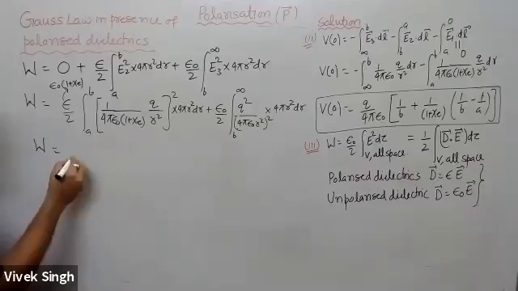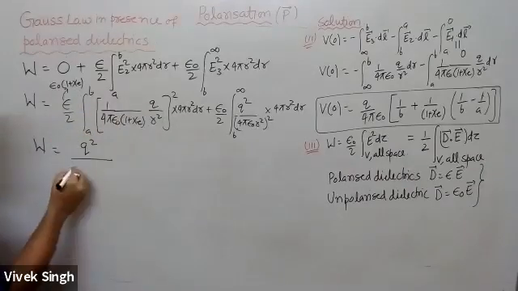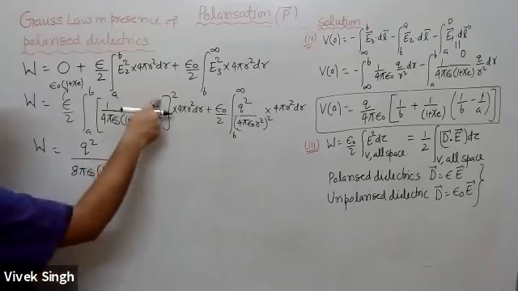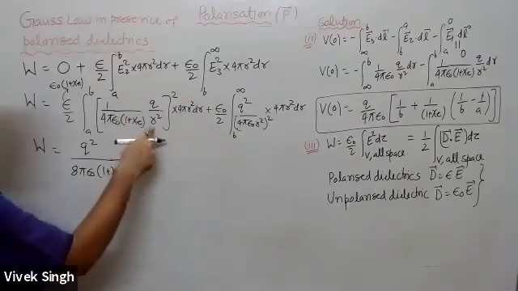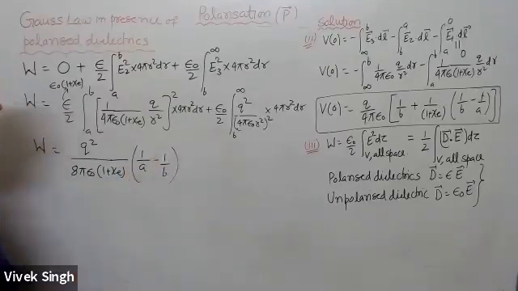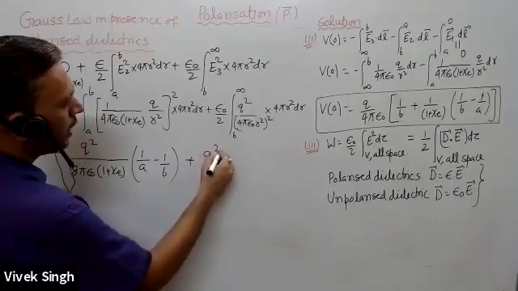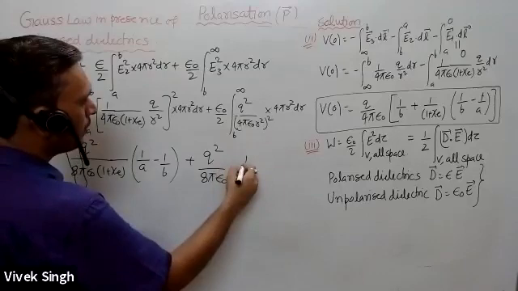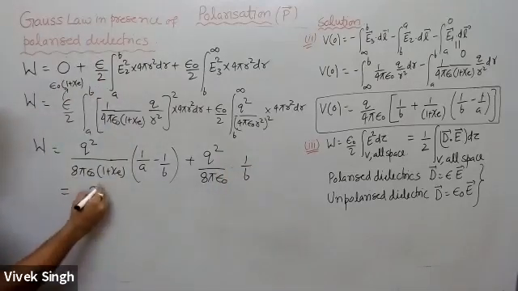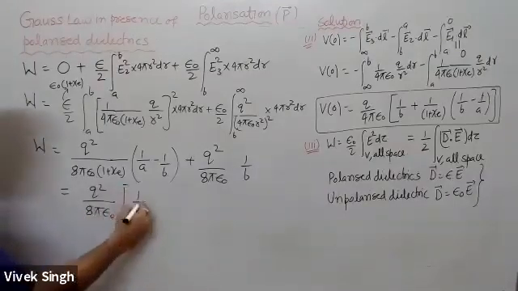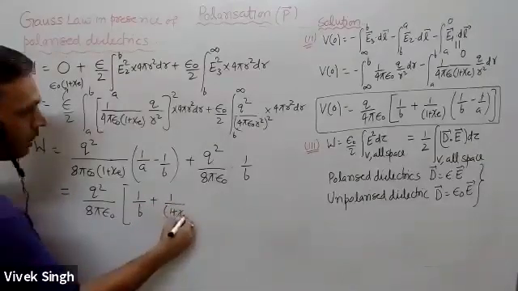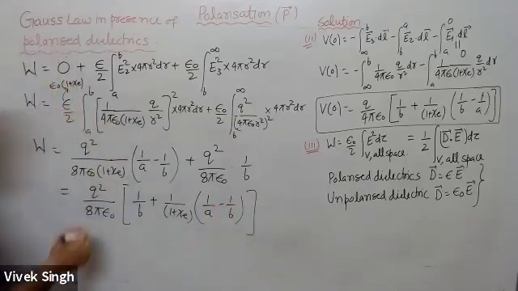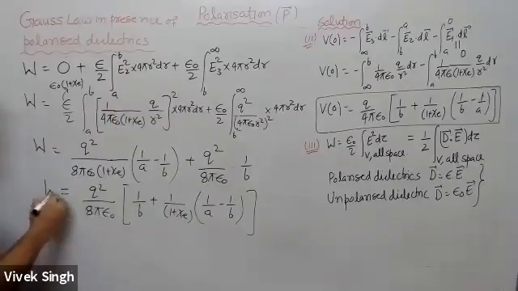So you can take q common, and by this 4 pi, this will give you q square by 8 pi epsilon naught 1 plus chi e, and 1 by r square will give you 1 by a minus 1 by b. And this will give you q square by 8 pi epsilon naught, and 1 by r square will give you minus 1 by r into 1 by b. So you can take q square by 8 pi epsilon naught common, so that will give you 1 by b plus 1 by 1 plus chi e into 1 by a minus 1 by b. This is the electrostatic energy.